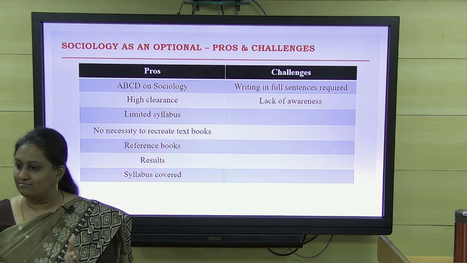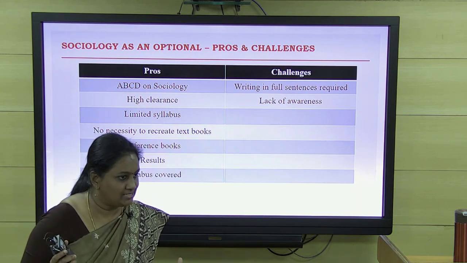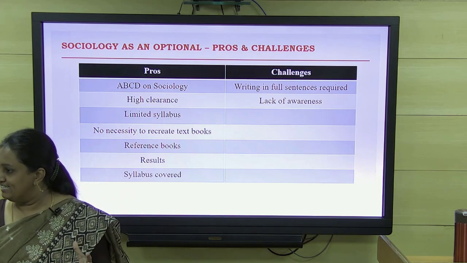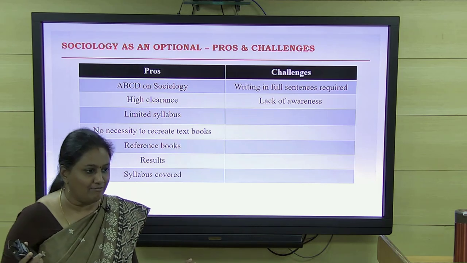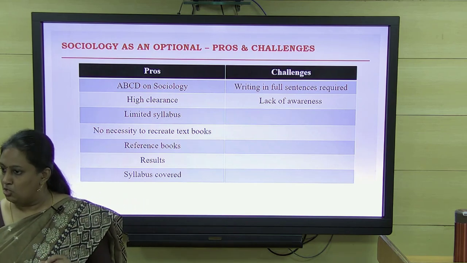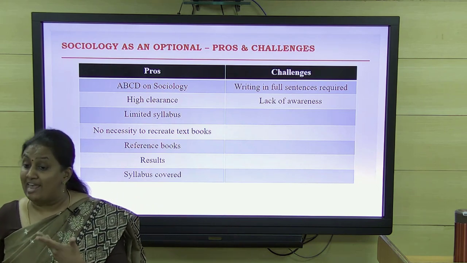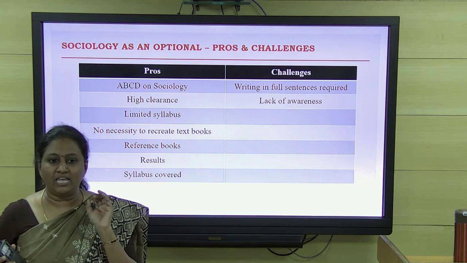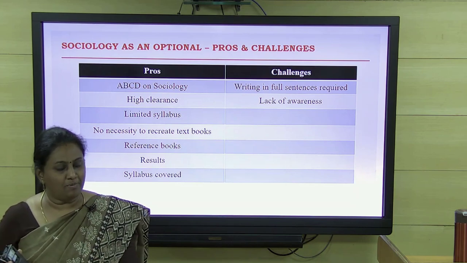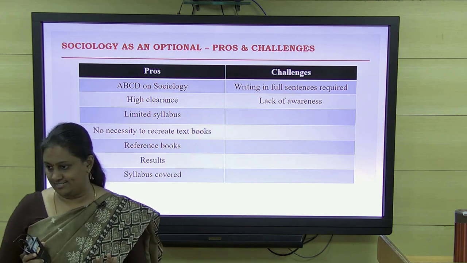GS, it's enough if you write half answers. That means hanging points are okay in GS. Hanging points means only keywords are there. You're not writing it in sentences. It's okay. But you can't survive in any optional subject with writing only keywords. You have to write it in sentences. So sociology, you need to write. If you want to know what level you have to write, just pick up the NCERT and see what level it is. That level, if you have simple basic level, it is more than enough. But you should write sentences.